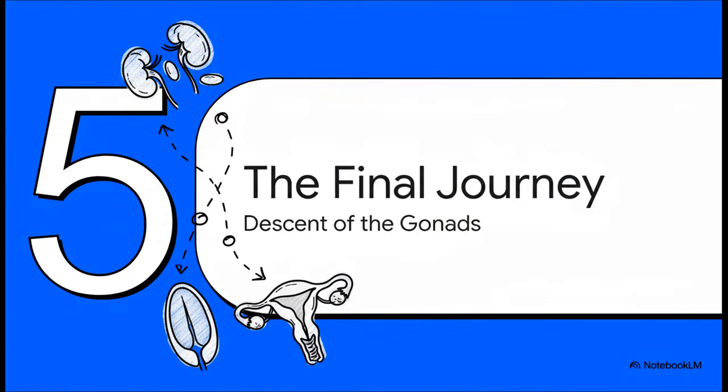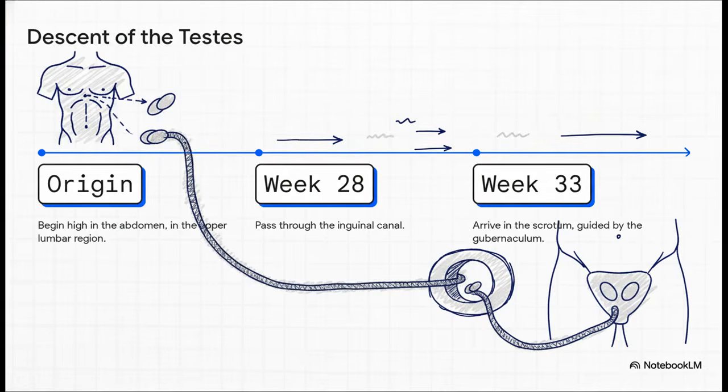We are almost at the end of our story. The last major event is a journey. You see, both the testes and the ovaries start their development way up high in the abdomen, near the kidneys. They actually have to travel to get to their final destinations. And for the testes, it is quite a trek. They're guided by this ligament-like cord called the gubernaculum. It basically pulls them down from way up in the abdomen through a passage in the abdominal wall called the inguinal canal around week 28, and they finally arrive in the scrotum by about week 33.